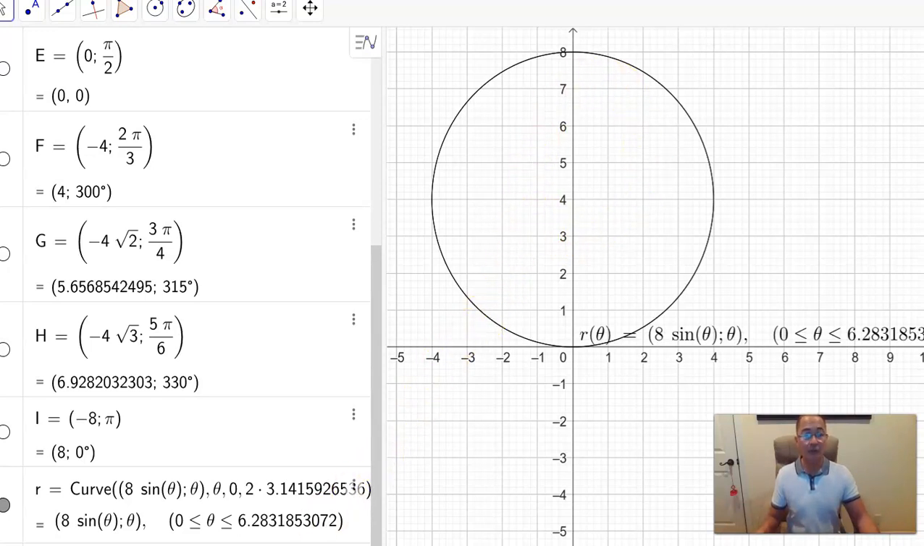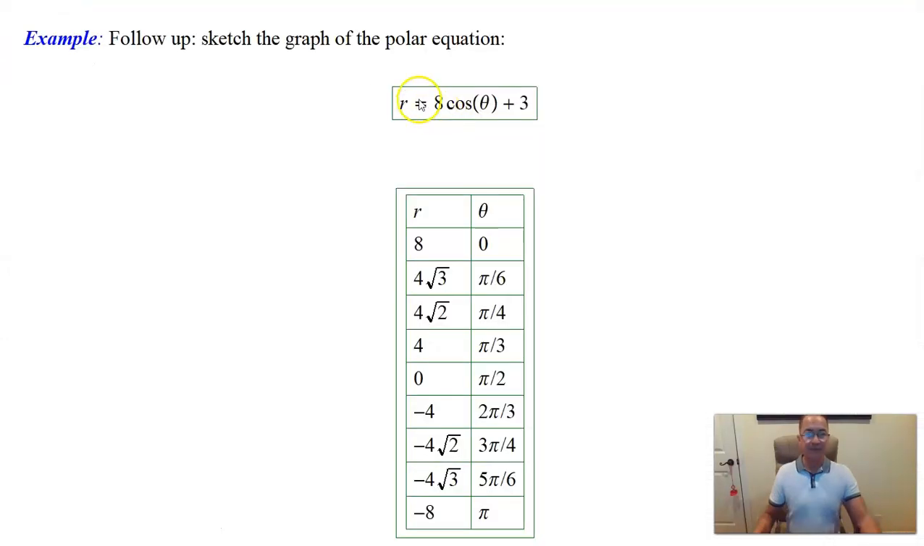Okay, let's go back to our workroom, and we're going to modify our circle just a little bit, but it's actually going to make a very big difference in the graph. So we started out with 8 cosine theta. We're just going to add 3 to the right side. This was the table that we got in our last example. So we're simply going to add 3.